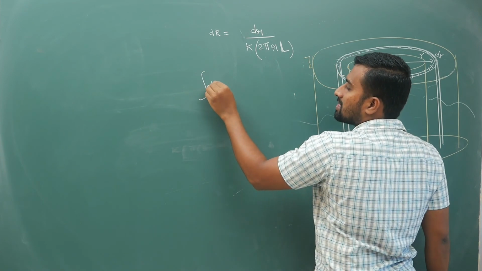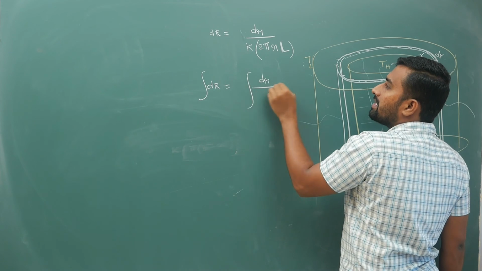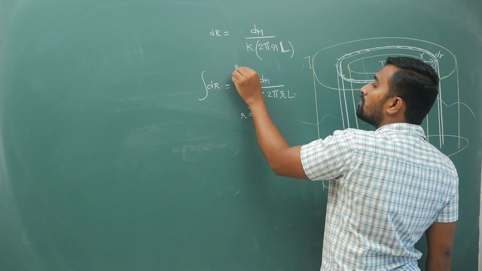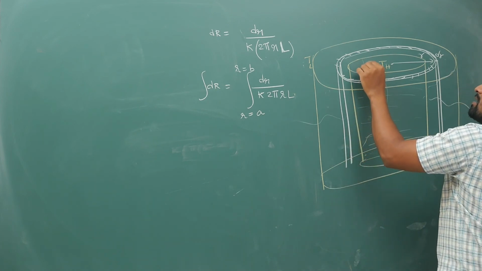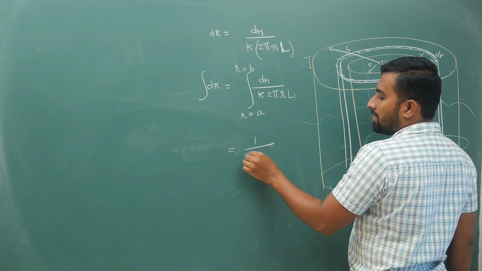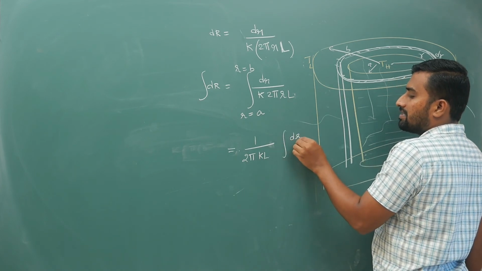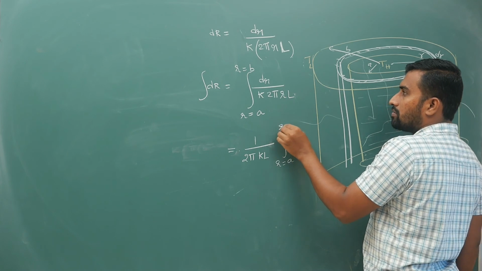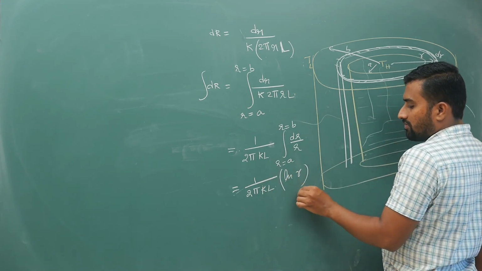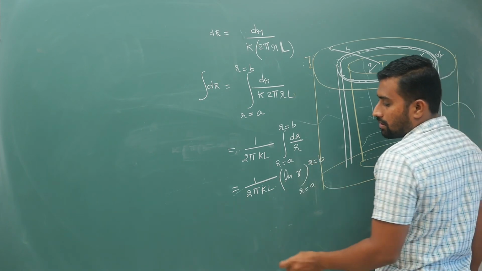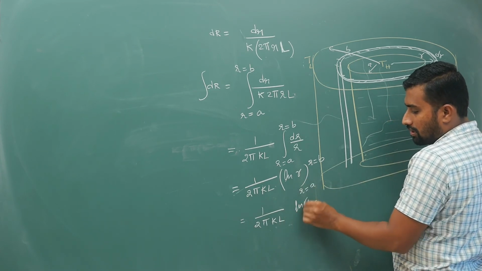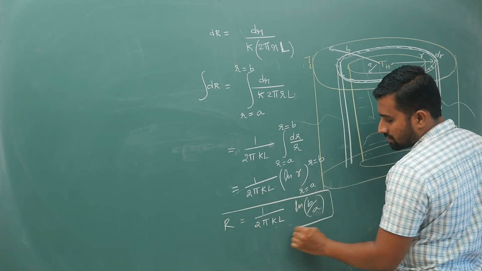So your total resistance is the integral of dR, that is equal to the integral of dr by K times 2 pi rL, where r is varying from A to B. Let us say the inner radius is A and the outer radius is B. Once again I will take the constants out, so that gives 1 by 2 pi KL times the integral of dr by r from r equal to A to r equal to B. That gives 1 by 2 pi KL times ln r from A to B, which is 1 by 2 pi KL times ln B minus ln A, which is ln of B by A. So that is your thermal resistance.